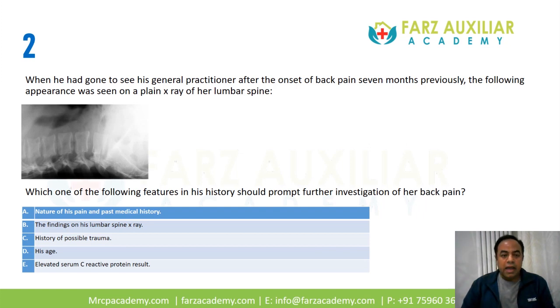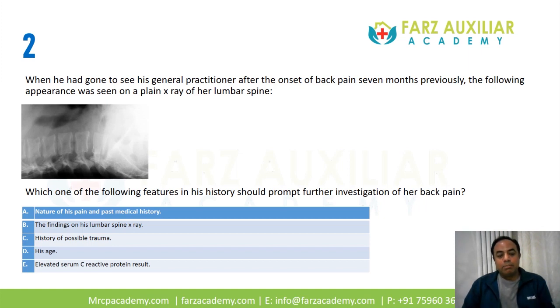Question is, which one of the following features in his history should prompt further investigations of his back pain? A. Nature of his pain and past medical history. B. The findings on his lumbar spine X-ray. C. History of possible trauma. D. His age. E. Elevated serum CRP results.